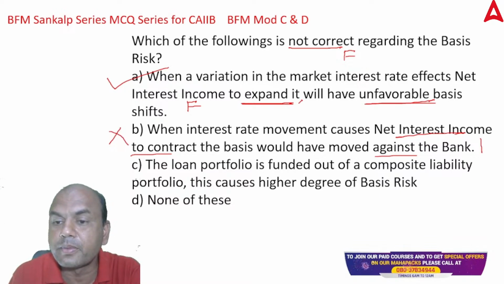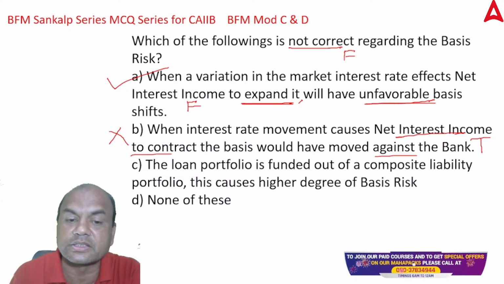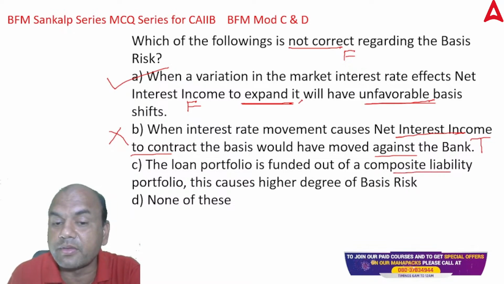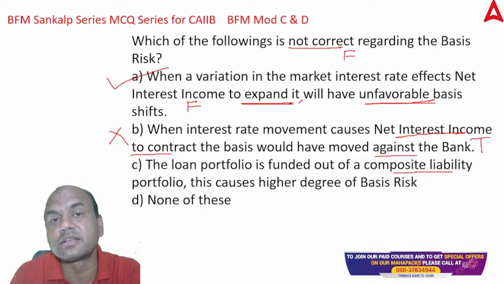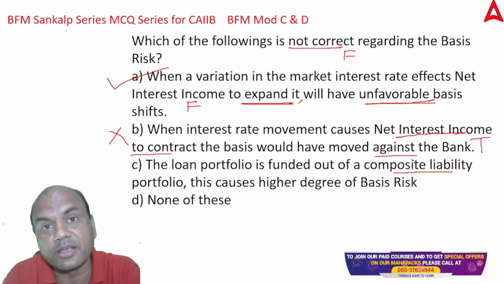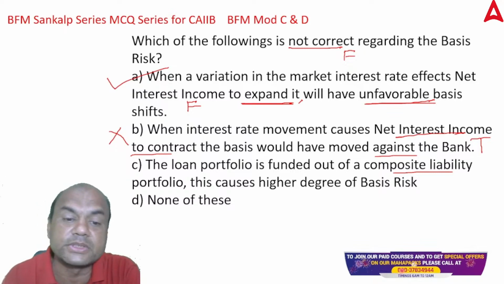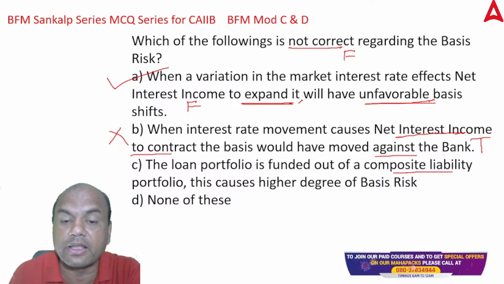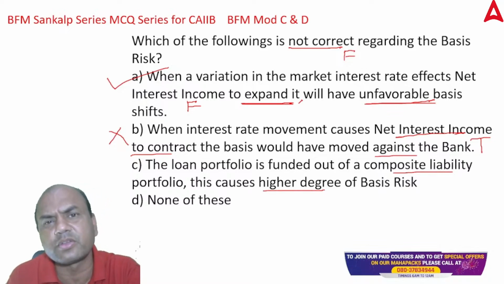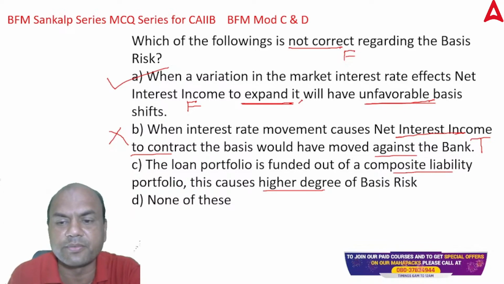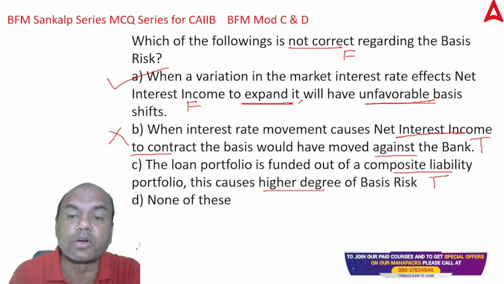Okay? The loan portfolio is funded out of a composite liability portfolio. This causes a higher degree of basis risk. See here, composite liability. Composite means various liabilities. Liabilities can be saving, can be current, can be FD. So if I am having the composite liabilities, this will cause a higher degree of risk to me. Obviously, because all will change in different magnitudes. So that is true. We want a false one. Okay.